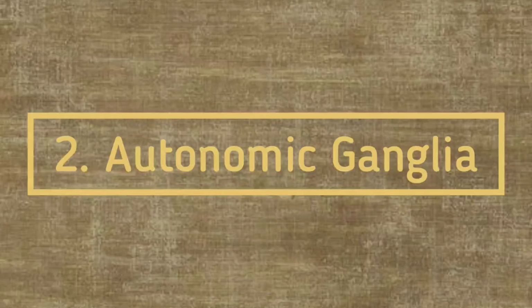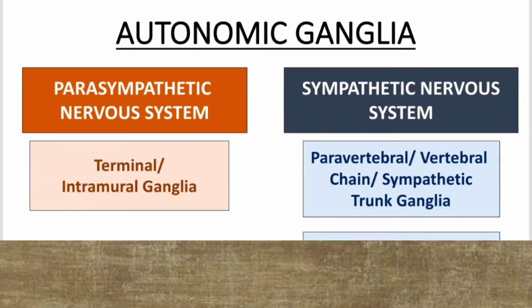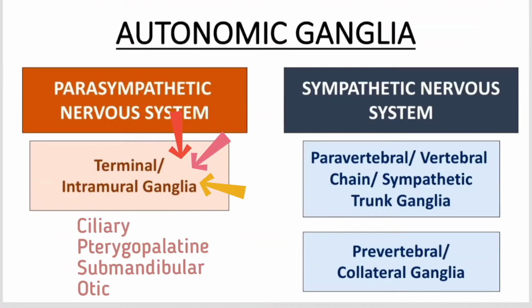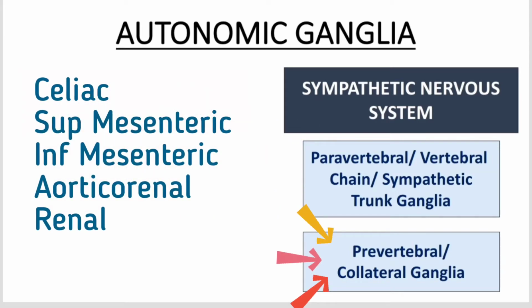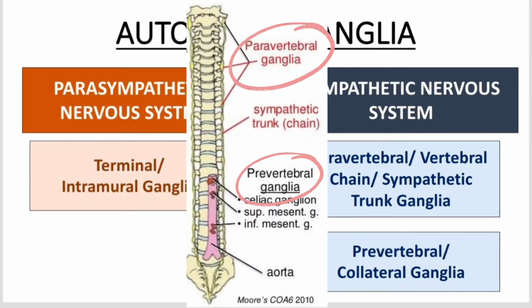Now let's talk about autonomic ganglia. Autonomic ganglia from the parasympathetic nervous system are called the terminal or intramural ganglia because they terminate near the effector organ. For the sympathetic nervous system, we have your paravertebral ganglia, which are found on the sides of your spinal cord. And then you have your prevertebral ganglia, which are found anterior to your spinal cord. So this is what they would look like. Para means side and pre means anterior.